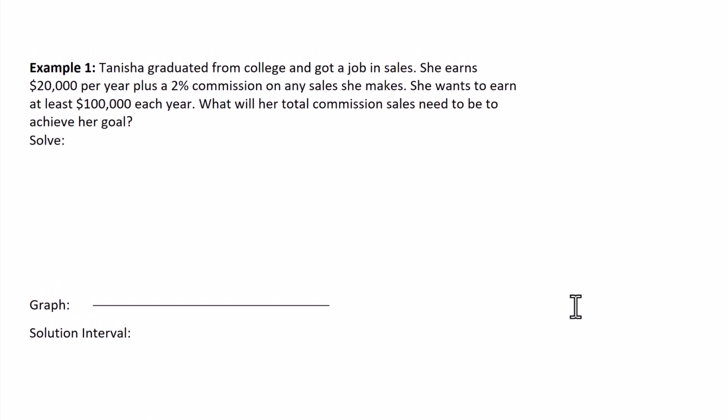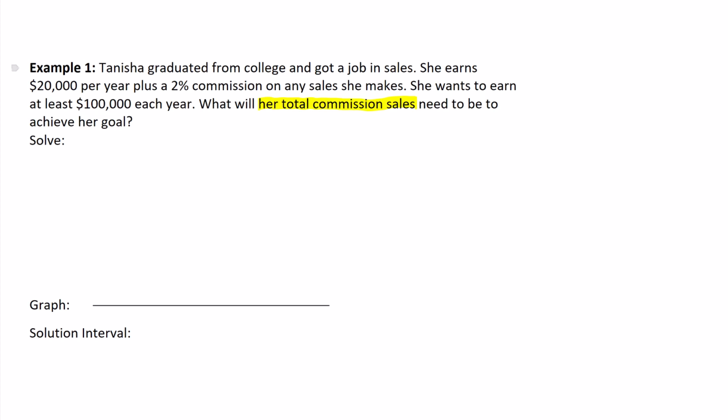Tanisha graduated from college and got a job in sales. She earns $20,000 per year plus a 2% commission on any sales she makes. She wants to earn at least $100,000 each year. What will her total commission sales need to be to achieve her goal? So first, let's go ahead and highlight the part we need to find. We need to find her total commission sales to be able to achieve her goal.